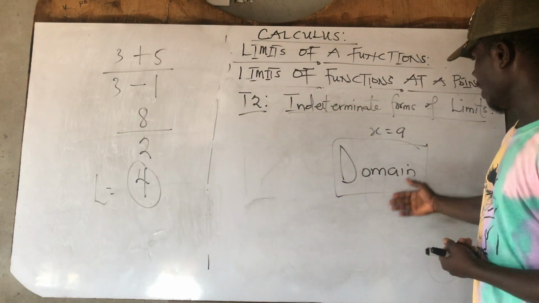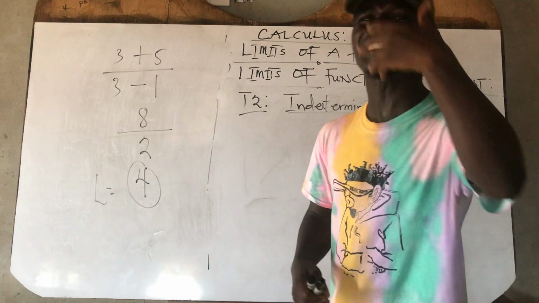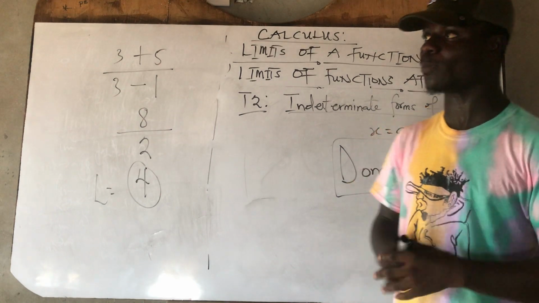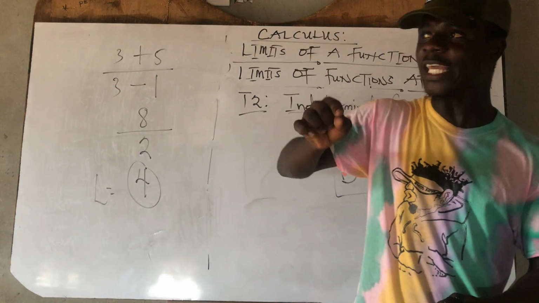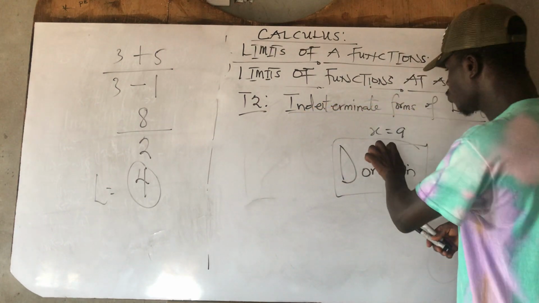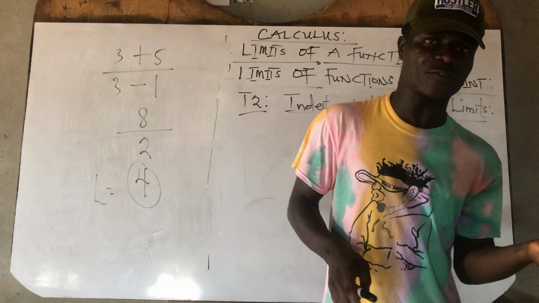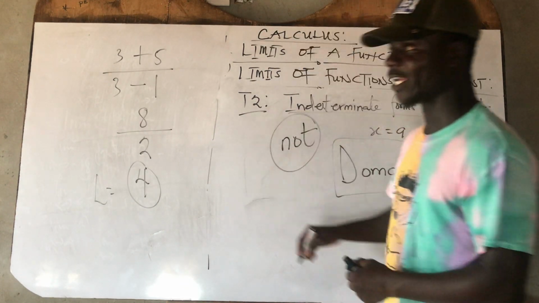Again, the domain of a function, they are what? The x values. But the range is the y values. Range are y values. But domain are what? The x values. So when you plug in the x values into the function, it will define. Not define, I mean not define. But here it will be defined for the domain.